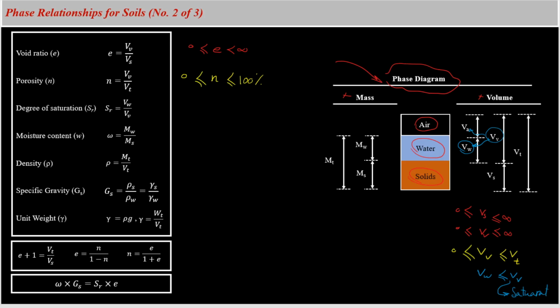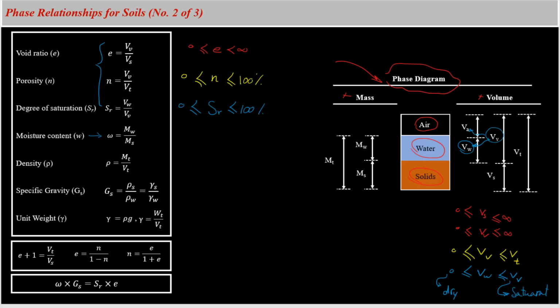This means that all the voids are filled with water. And the volume of water can be as small as 0, where the sample is called a dry sample. So the degree of saturation, that is usually expressed as a percentage, can be anywhere from 0 to 100%. So these three parameters were based on the volumes in a phase diagram.